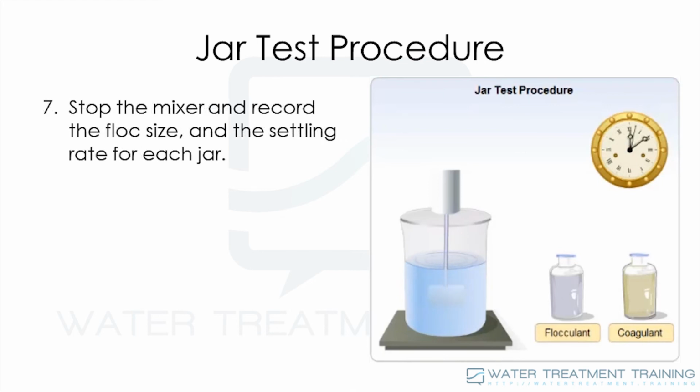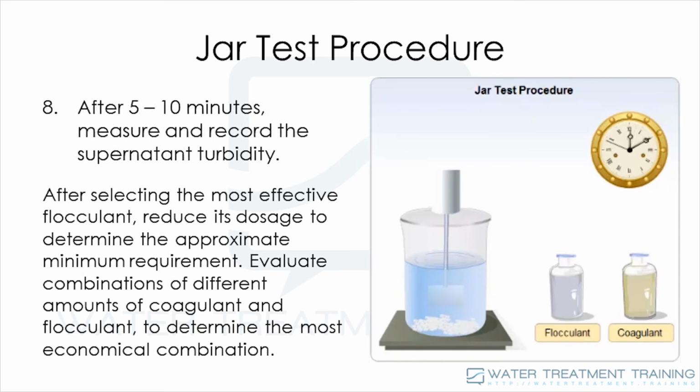Stop the mixer and record the flock size and settling rate for each jar. The flock size is normally recorded as a comparative scale of 1 to 5, with 1 being the worst and 5 being the best. After 5 to 10 minutes, draw some water from the bulk and measure the supernatant turbidity. This process is normally carried out in 4 to 6 jars in parallel at the same time.